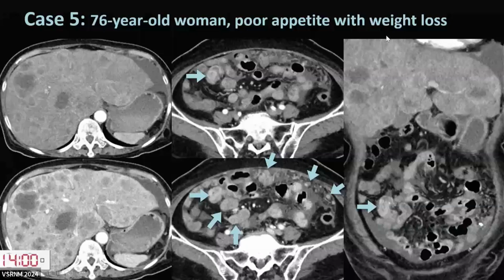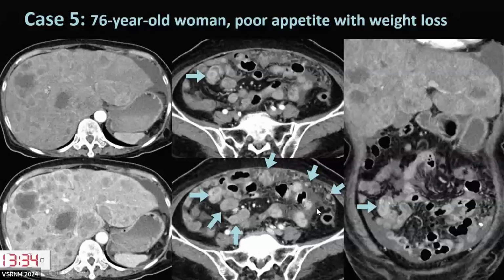76-year-old woman with poor appetite and weight loss. She came to our hospital and this CT was performed. So first we see many tumors in both hepatic lobes. On arterial phase, the tumor shows peripheral rim-like enhancement. It's a hypervascular tumor. And on venous phase, it shows hypoenhancement.